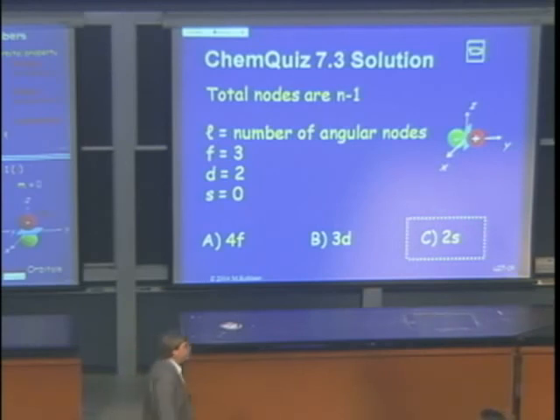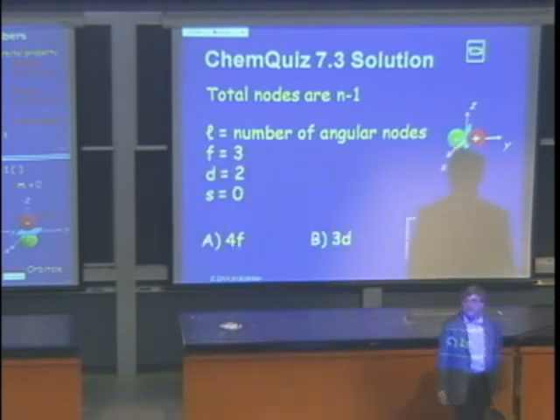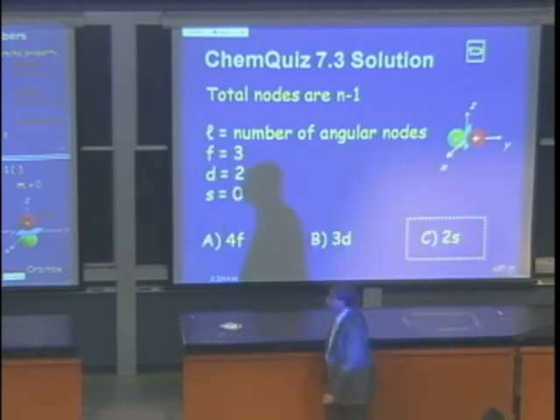So how many radial nodes if I have a 10S? How many radial nodes would you have? 9, okay, good, all righty.